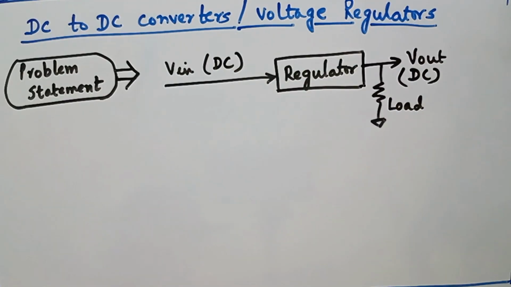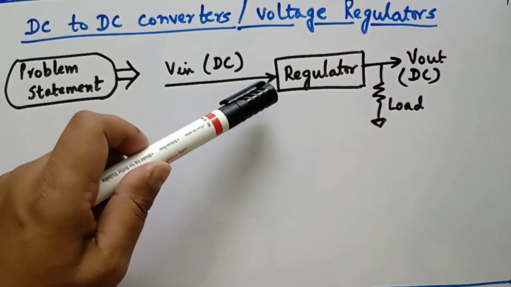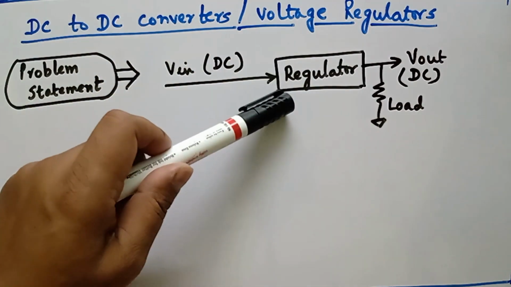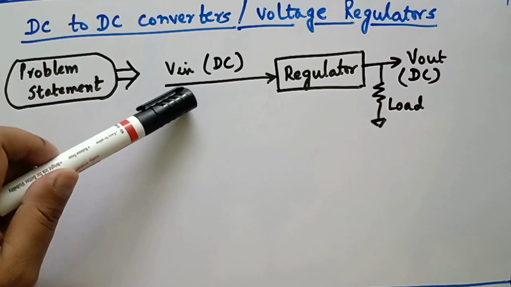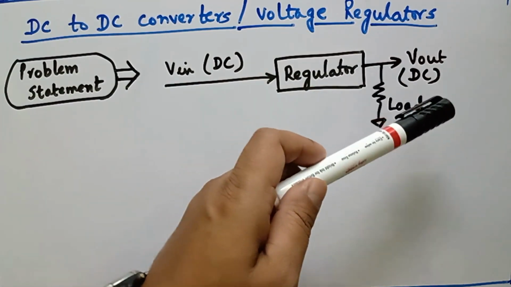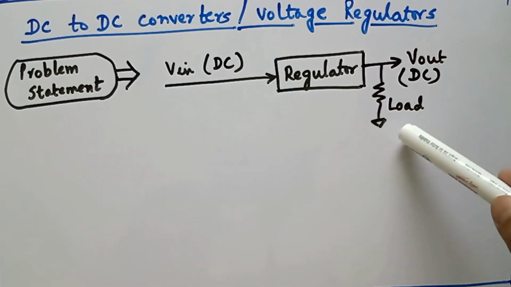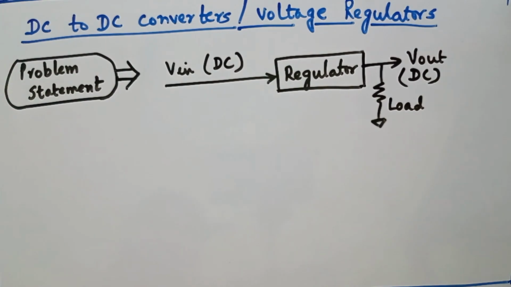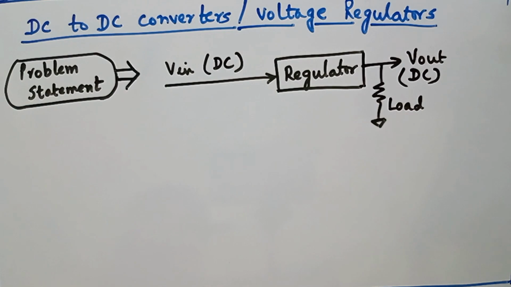So today our problem statement is to understand and analyze the functionality of this building block, the regulator, which is capable of taking a DC voltage input and delivering a DC voltage output, obviously to drive some sort of electrical load. These types of power supplies or regulators are very common and are a basic building block of any PCB or any electronic circuit.